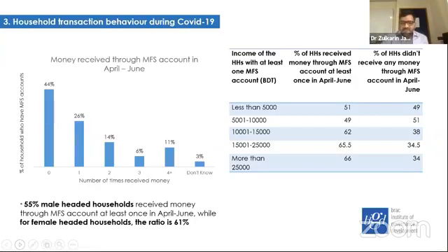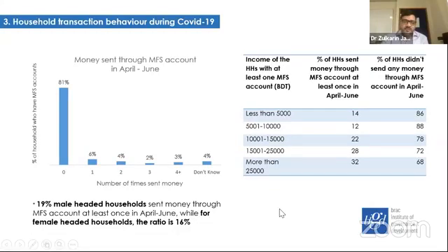But when it comes to the other side, which is sending money, we have seen that 81% of these households haven't sent any money using MFS. And in terms of income distributions, less than 5,000 is 14, 10,000 is 12. And then we can see some increases coming up from 10,000, 15,000 onward. So generally, if you look at the lower income groups, they are more of a recipient than a sender of money for transactions using MFS accounts.